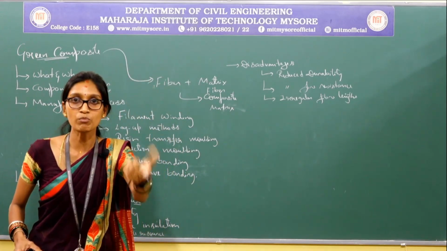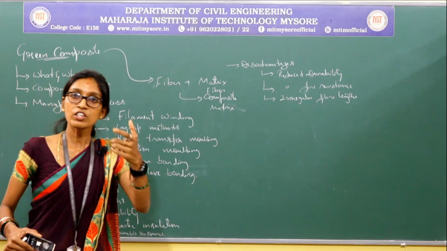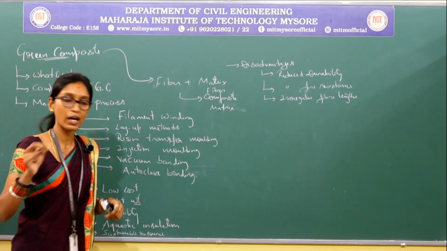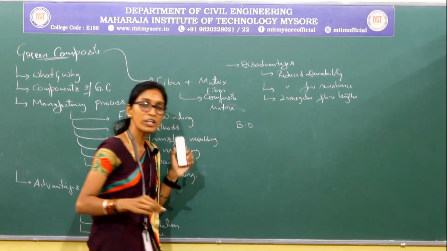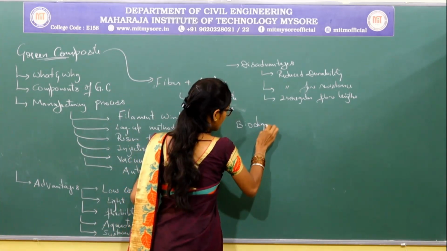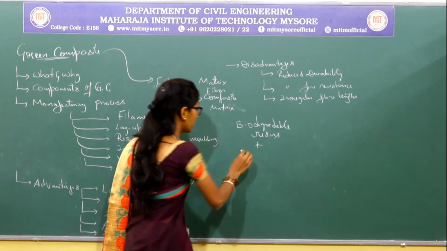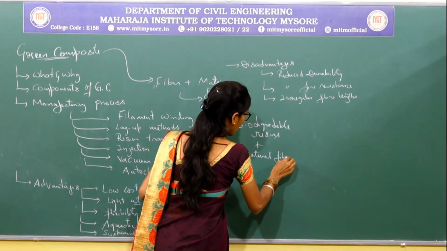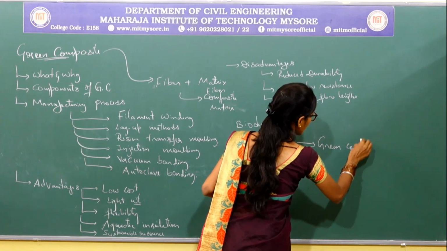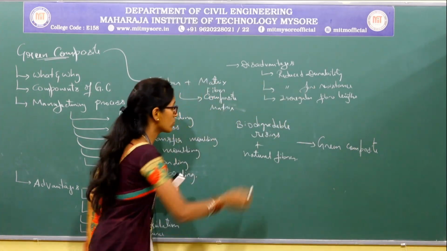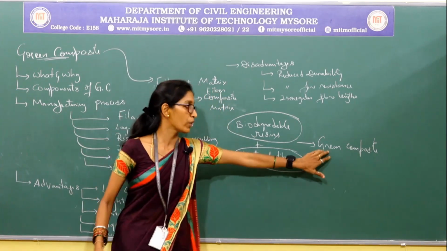So now how does the green come into the picture? You are going to use something which is eco-friendly or environment friendly, right? So green composites are nothing but when you are going to combine biodegradable resins with natural fibers, you get a green composite. So when you combine the biodegradable resins along with the natural fibers, you are going to get a green composite.